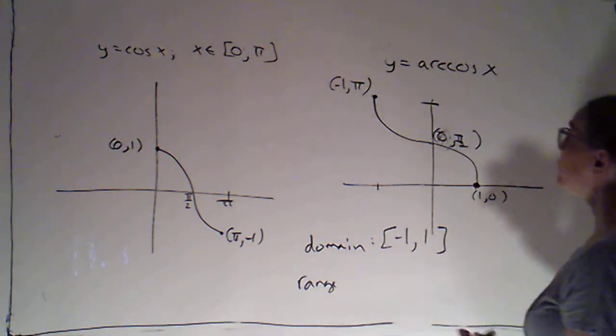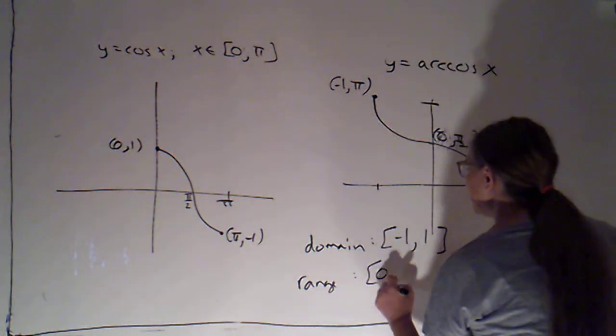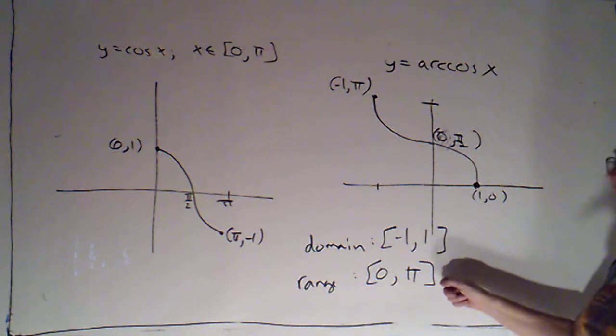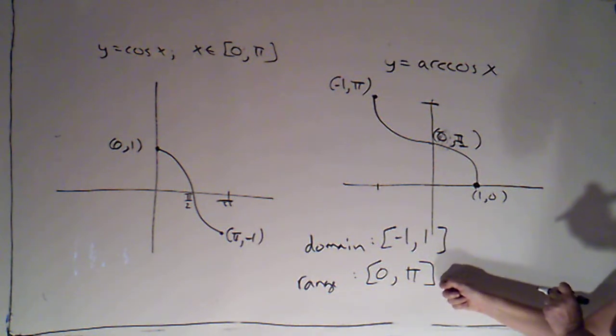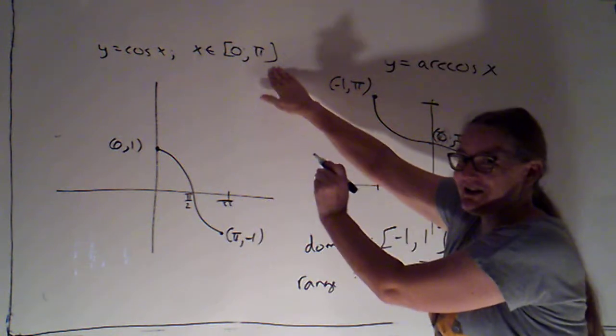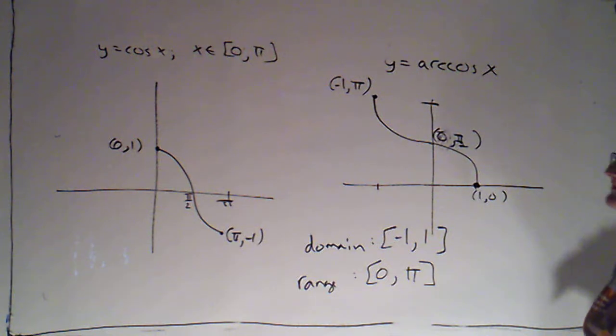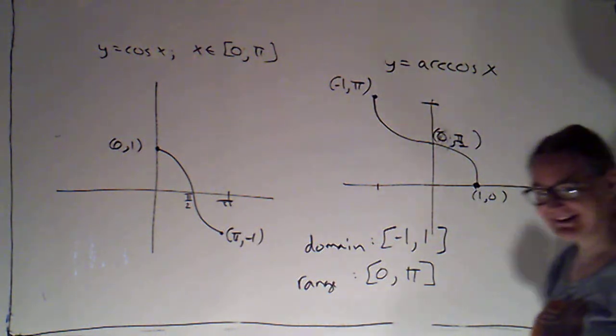Okay. And the range, that's my y values, that's my 0 to pi. And again, the range of the inverse function matches the domain, which was our restricted domain here for the cosine function. Okay, excellent. We'll move on to arctan in the next video.